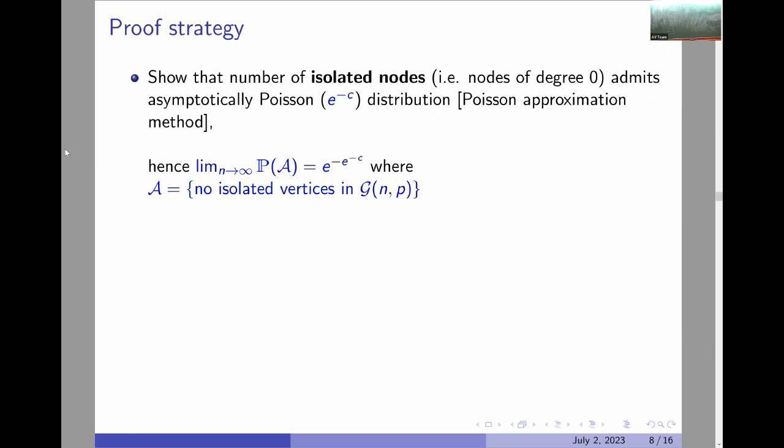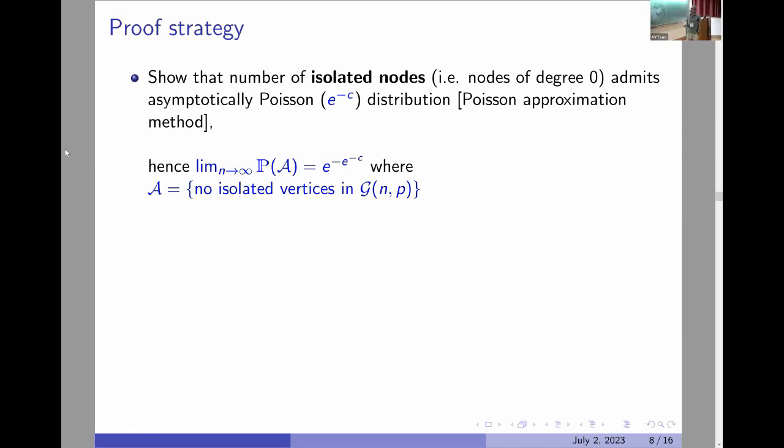But the correlation between these events is small, and so there's a bunch of techniques that has been developed in the study of random graphs under the name of Poisson approximation methods, and that are quite powerful and that allow you to establish convergence to Poisson distributions in those cases where you have weak correlations between events. So this is what happens here. We have a Poisson distribution with parameter e to the minus c. The probability that there are no isolated vertices converges to the probability that a Poisson random variable with parameter e to the minus c equals 0. So this is e to the minus e to the minus c. Hence, that's the explanation for this weird formula of Erdős and Rényi.